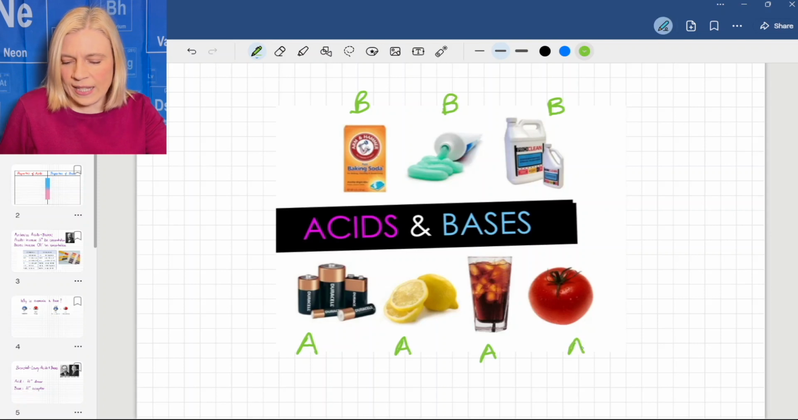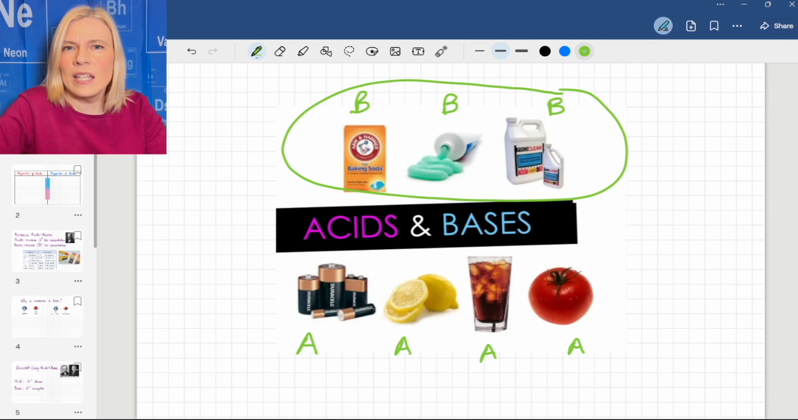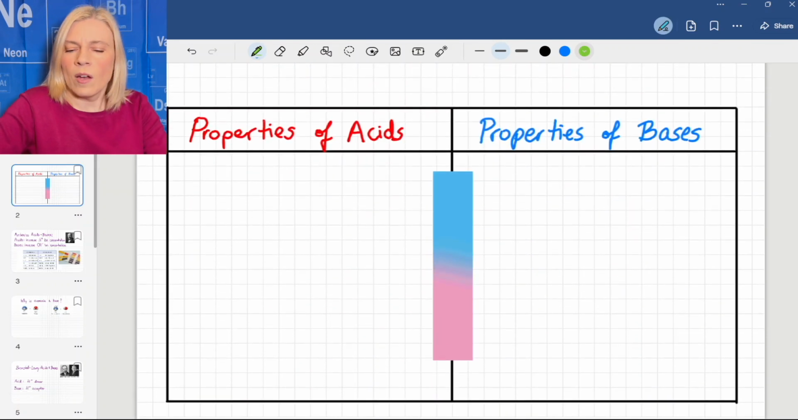Tomatoes are acidic. Wow, all the products on top are bases, and all the products on the bottom are acids. Let's see if we can find something in common. Well, all of these have something in common. They are cleaning products, right? You can use them to clean either a kitchen countertop or your teeth, yes? Or put them in a wash, laundry. And these ones are all something we eat. They are acidic. So let's write some of these observations that we wrote.